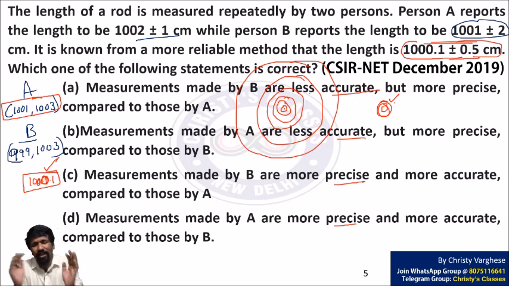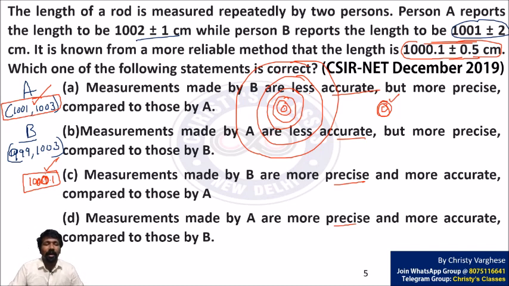I am just giving a real life example just to make you understand. It may not be the exact example, but just to make you understand in case you are not understanding what is precision. So definitely A will be more precise because A has a smaller range actually. B has a bigger range. So A has more precision, B has less precision.